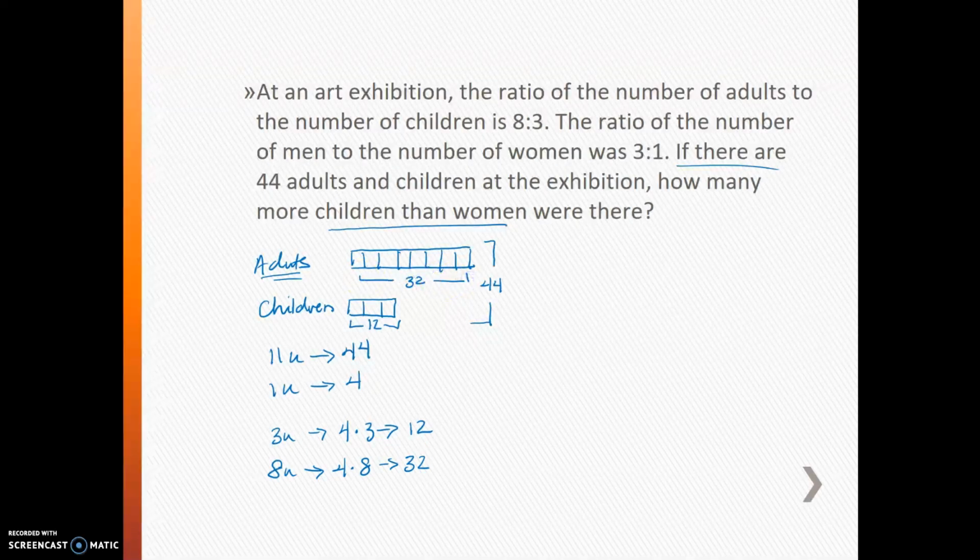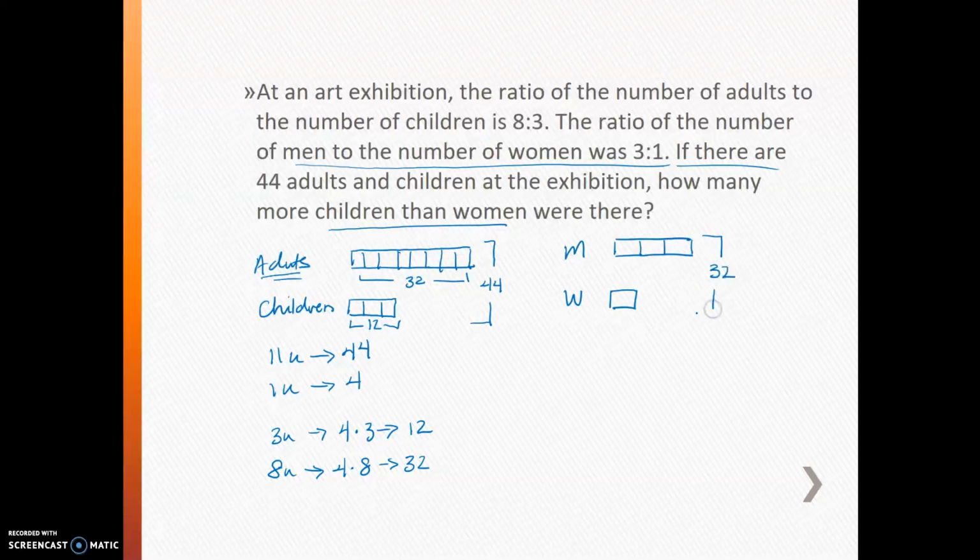Now, I haven't answered the question yet because my question is how many more children than women were there? Well, I don't know how many women there were yet, do I? So let me look back up in the word problem. It says that the ratio of the number of men to the number of women was 3:1. Okay, now I'm going to go ahead and model that. So I have 3 units of men, 1 unit of women. We know from what we just solved that all of the adults at the exhibition were 32. So if I solve this side, 4 units is 32, and 1 unit is 8.